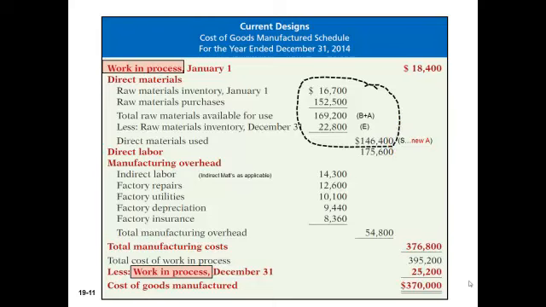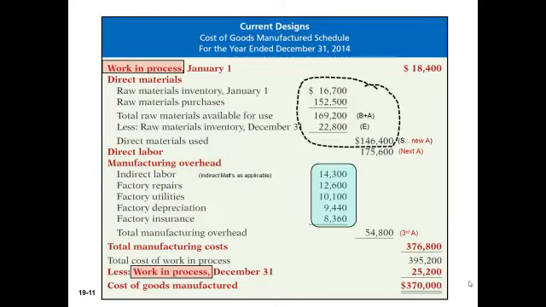The next cost element as production is made is direct labor, followed by total manufacturing overhead, 54,800, comprised of the 5 elements shown here: indirect labor, factory repairs, factory utilities, factory depreciation, and factory insurance. Any indirect materials, as applicable, would be included in here as well. The key is that these are all other factory costs other than direct materials, other than direct labor.